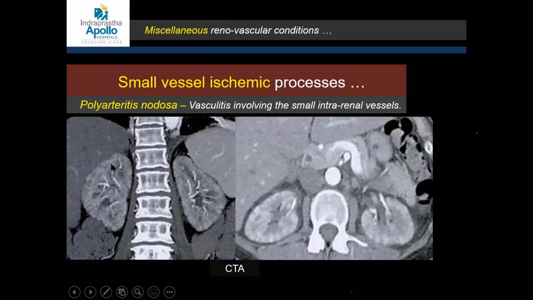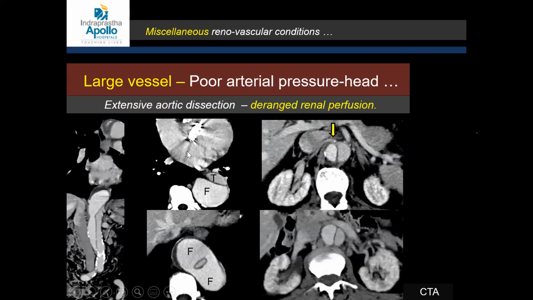Here it is: multiple areas of dark attenuation are seen in the kidney on both sides, with or without abnormality in the renal vessel. So this is because of the small vessel vasculitis in a patient with PAN, or polyarteritis nodosa.